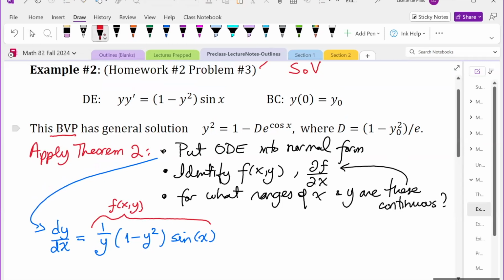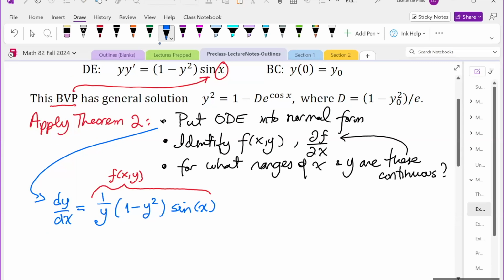Why? Only because our independent variable is x, and so we assume we're working in space, so we call it a boundary value problem. But the process is exactly the same. We'd call it an initial value problem if the independent variable were t, and it implies that we are working in time. So I have my f. Now I need to figure out my partial.